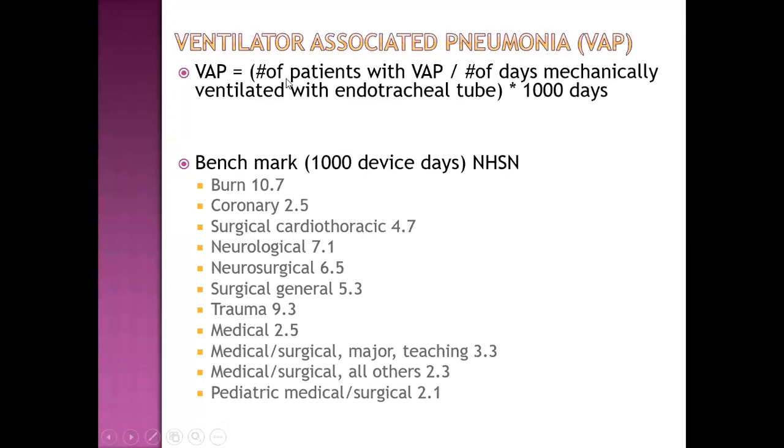So it is defined as number of patients with ventilator-associated pneumonia divided by number of days mechanically ventilated with endotracheal tube multiplied by 1000. And the benchmark for 1000 device days is 5.3 per thousand for general surgical cases.